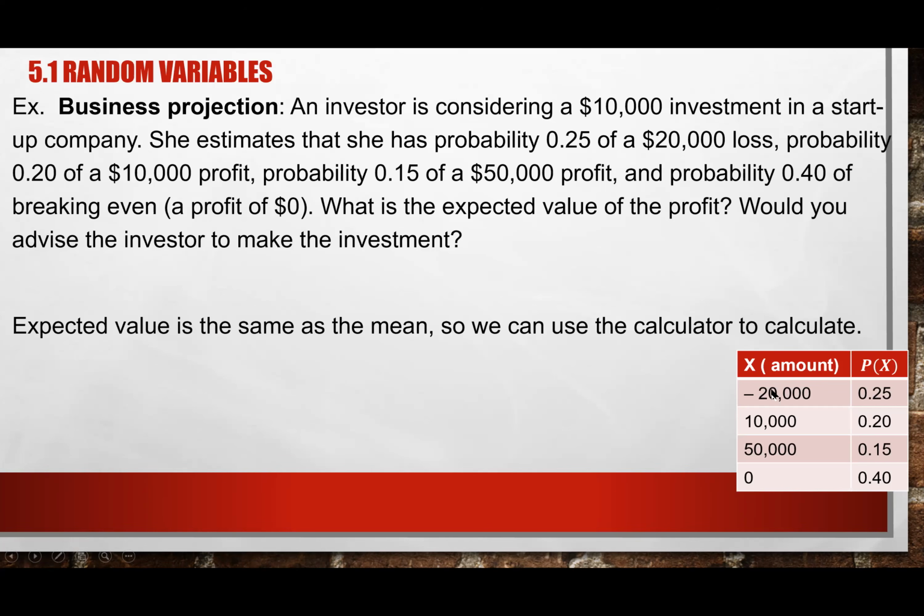Reminder, it doesn't matter what the X value is, as long as your probability is equal to 1 when you add them all up. And in this case, you can see that if you add all these up, it's equal to 1. And the other thing that some of you may say is, well, wait a minute, Mr. Shuang, what does this 10,000 investment in the startup company do? Well, this number is just extra. It basically tells you that she has the 10,000 she can put in.